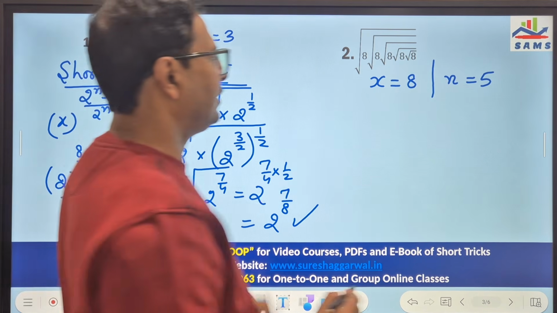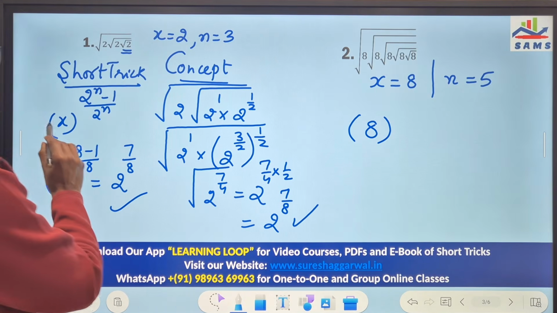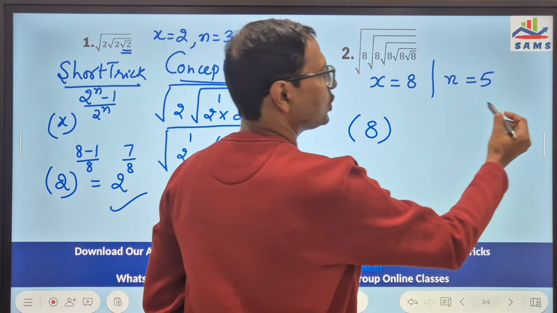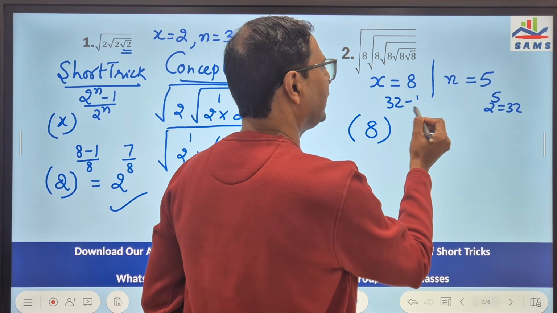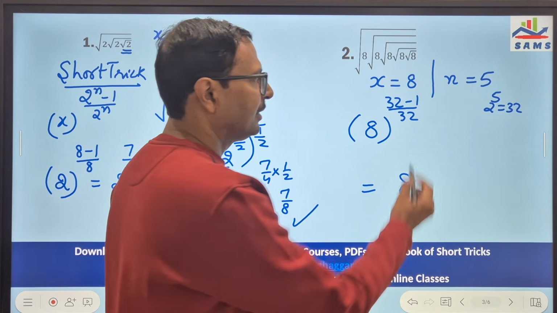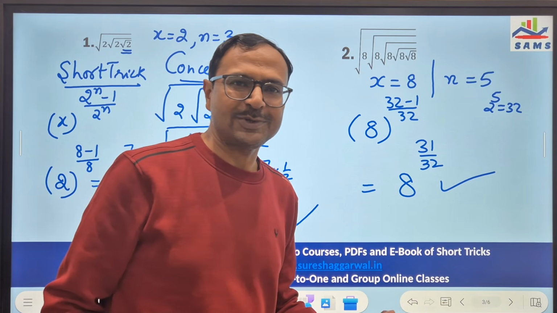Now if you apply it here, the base is 8 and the exponent will be 2 raised to power n minus 1 over 2 raised to power n. n is 5. So 2 raised to power 5 is 32. So 32 minus 1 over 32. So what is the answer for the question? 8 raised to power 31 over 32. This is the answer for the question.